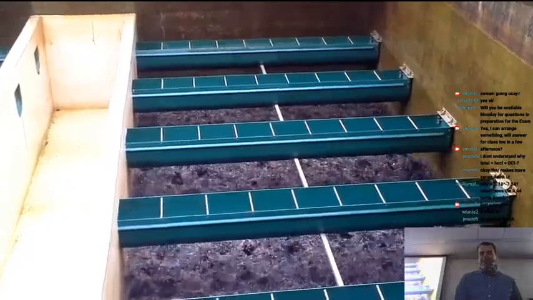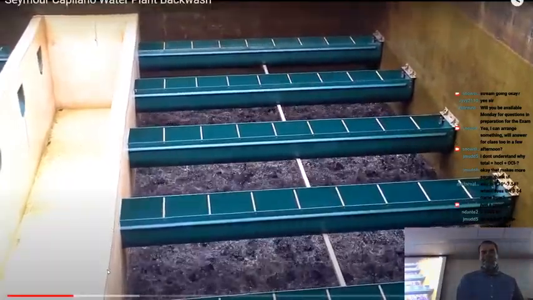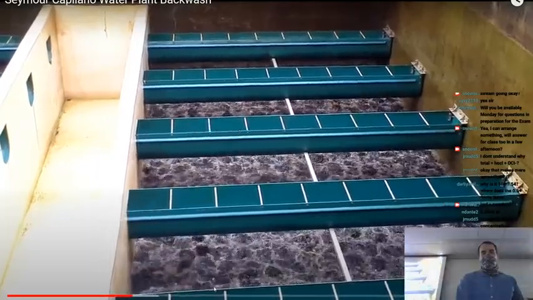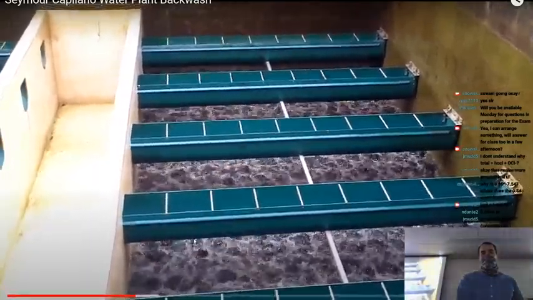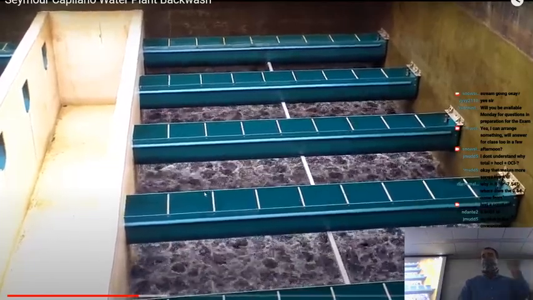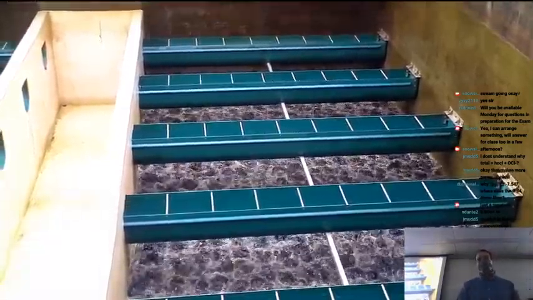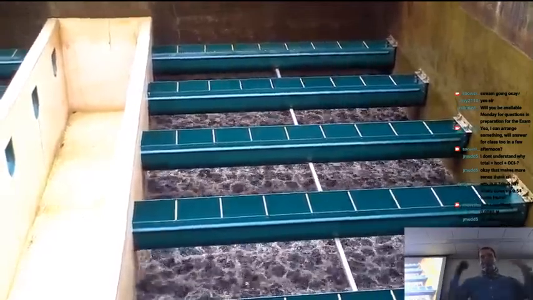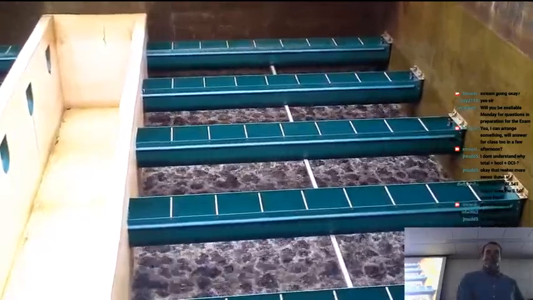Okay, so this goes on for a little while. Not a lot to see right now. What they're doing is they're just air purging. So they're sending bubbles through. Sorry, I misspoke earlier. Right now, this is just an air purge. So that's why we don't have water flowing upwards. So this is the air purge.